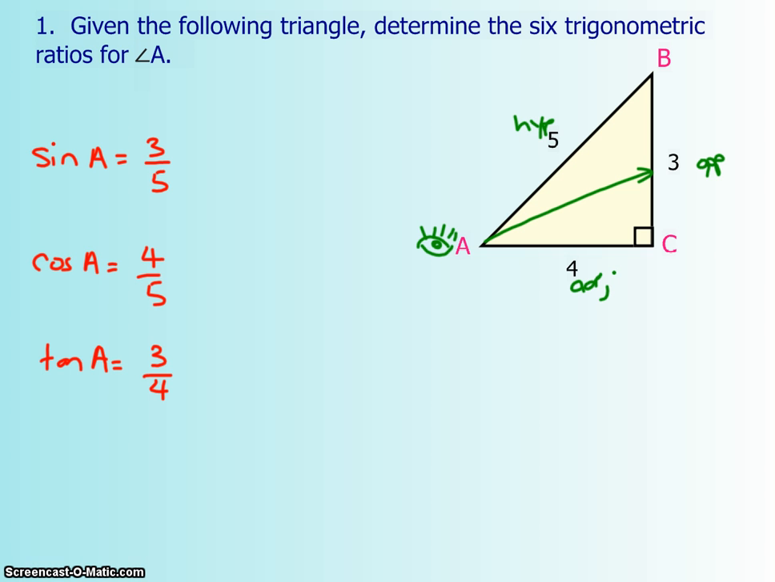The 3 reciprocals are cosecant A, secant A, and cotangent A. Since each of these guys is the flip of the other one, all I have to do is take the fraction and flip it upside down. So since sine A is 3 over 5, cosecant A is just going to be 5 over 3. Or you can think of it as the hypotenuse over the opposite. Okay, the next fraction was 4 over 5, so this one's going to be 5 over 4. And lastly, tan was 3 over 4, so cotangent is 4 over 3. Pretty simple.